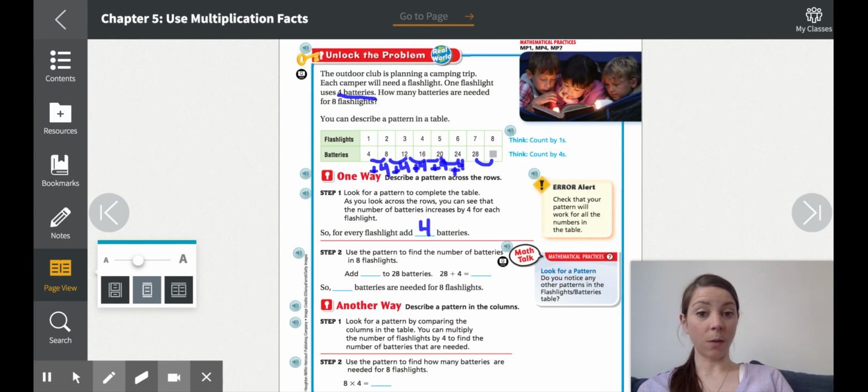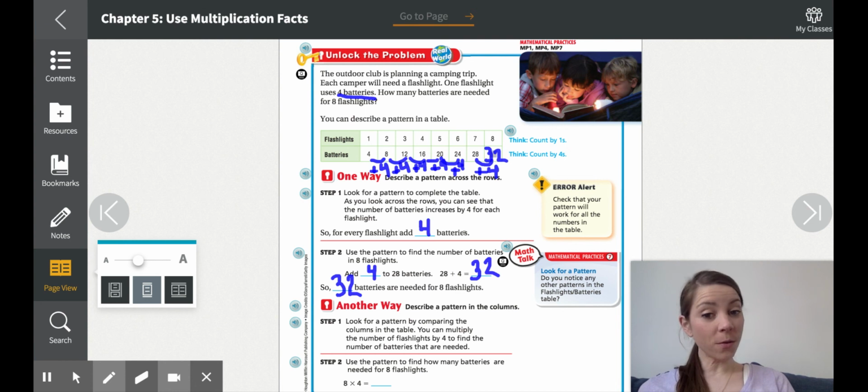Well, I'm going to continue the pattern, right? So I would add 4. Add 4 to 28 batteries. 28 plus 4 is 32. So 32 batteries are needed for 8 flashlights. Now, like I said, we've done so many chapters on this that I think most of you would have already been able to figure that strategy out yourself, how you skip count by 4s, right? Because if it says 4 each, you keep counting by 4s. 4, 8, 12, 16, 20, 24, 28, and 32. So 32 goes here, okay?